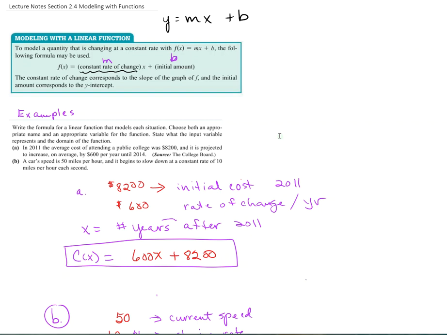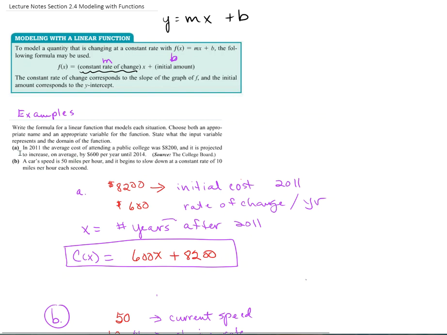To model a quantity that's changing at a constant rate, f of x equals mx plus b, the following formula can be used. F of x equals constant rate of change, x, plus the initial amount. So you've got your rate here, which is your slope, and your initial amount here. So let's read this and see how that'll translate.